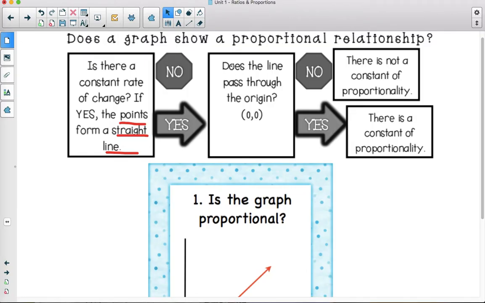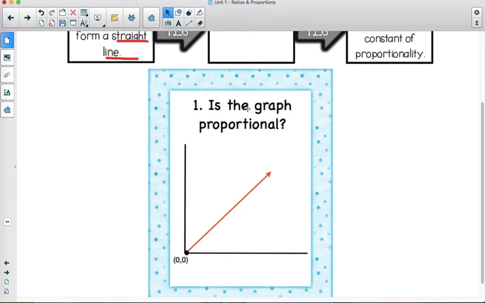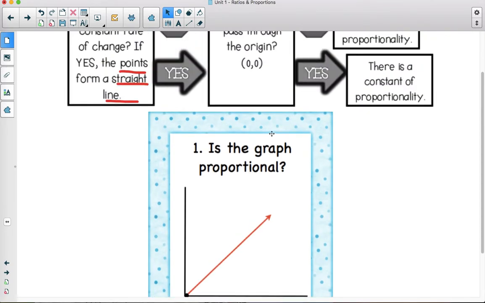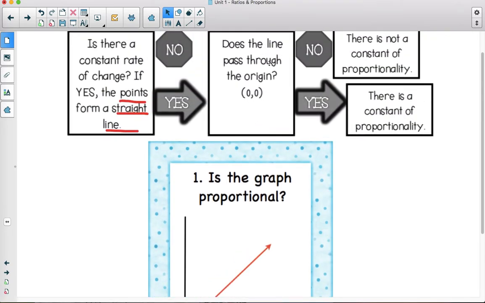The next question asks, does the line pass through the origin, which is at point 0, 0? So if we go down to this graph, I see that it does in fact start in that corner there at 0, 0. So we always have to start at 0, 0. And if both of those questions are answered yes, then we know that there is going to be a constant of proportionality.